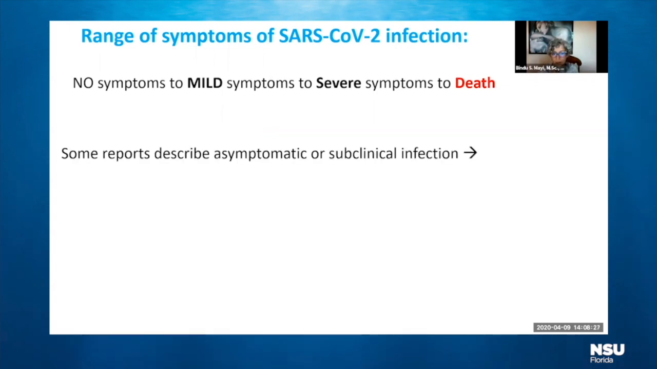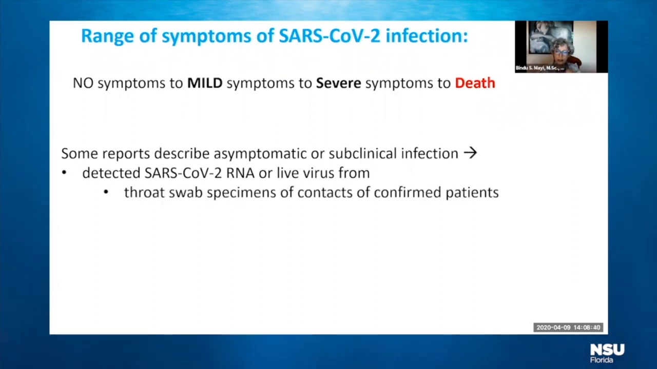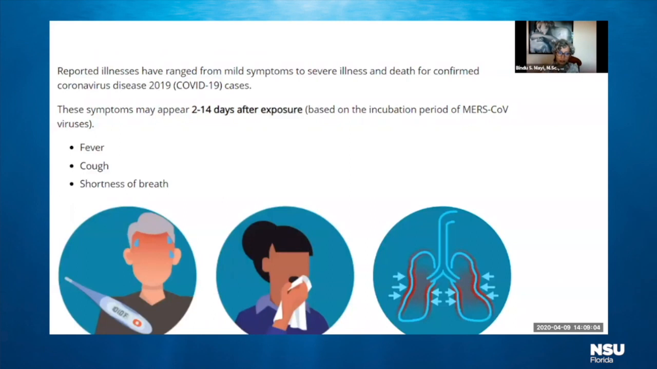Some reports describe asymptomatic or subclinical infection, right? And in these cases, we've still been able to detect not just viral RNA, but also live virus. What that implies, again, is the ability to infect someone else. And either the genomic material or the live virus was isolated from throat swab specimens of contacts of people who were confirmed to have the virus. And initially, these people came to our attention because let's look at what the symptoms are that get you the medical attention you need.